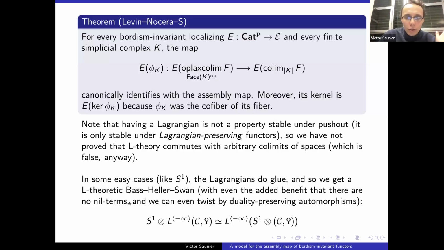And so here I'm doing it for the constant functor, right? This is the above, but when f is constant. But you don't even need this, right? This works in full generality for any f, so you can twist by any duality-preserving automorphism that you want.